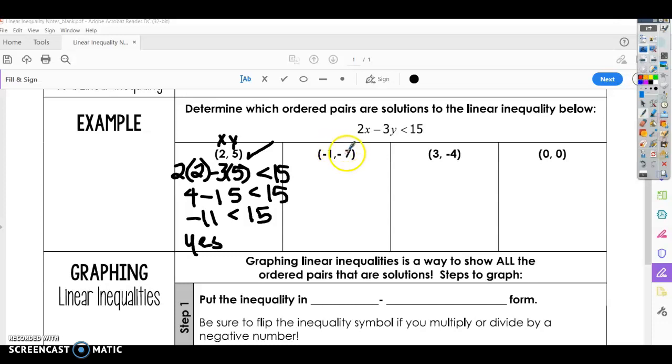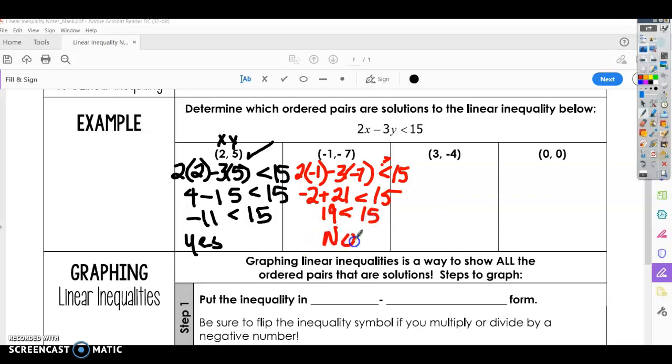Negative 1 and negative 7, so we're just going to plug that in. I'm going to have 2 times negative 1 minus 3 times negative 7, and I want to know, is that less than 15? Negative 1 times 2 is negative 2. This becomes plus 21, and when I add 21 and negative 2, I get 19. 19 is not less than 15, so this one is no. This is not a solution to this inequality.